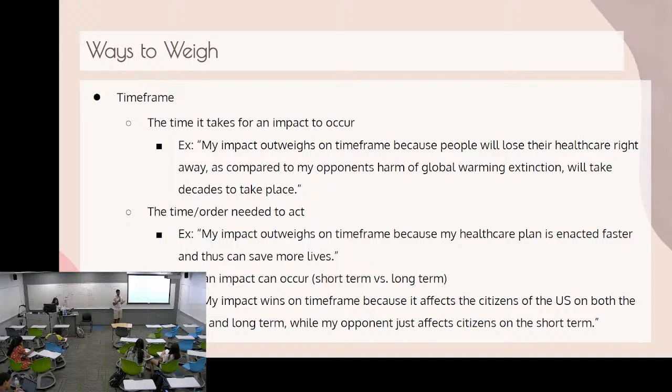Basically, in essence, it's short-term impacts versus long-term impacts. In some instances, yes, you consider short-term impacts. Some you consider long-term. It depends all on the resolution, how you debate the round, and what your points are.